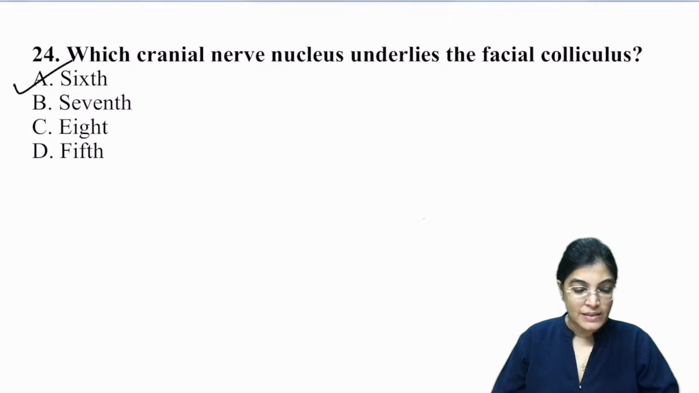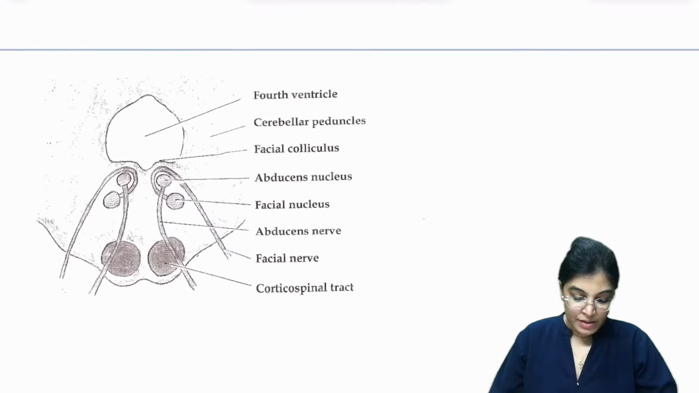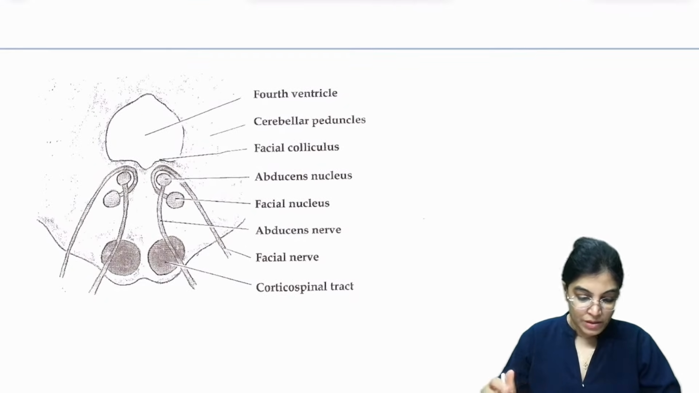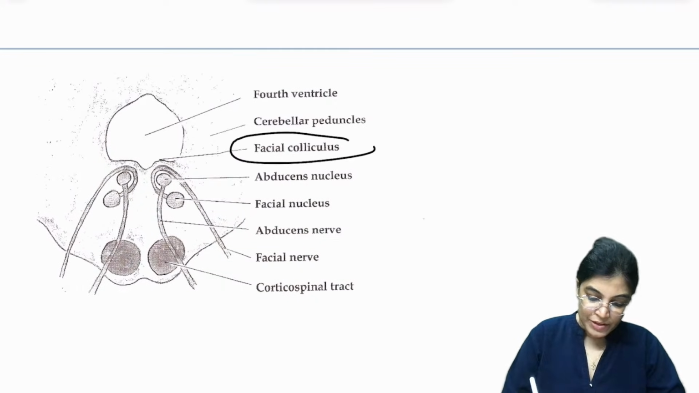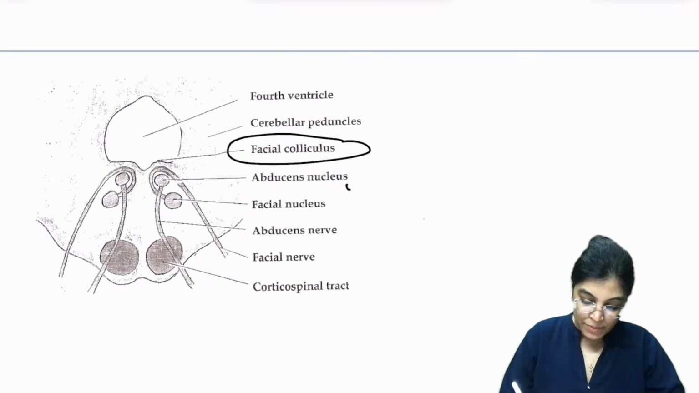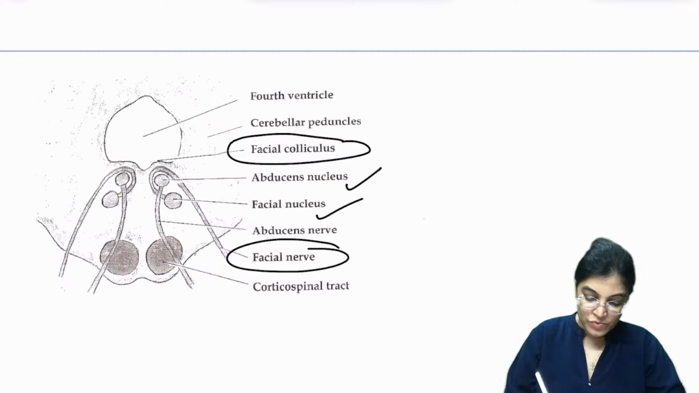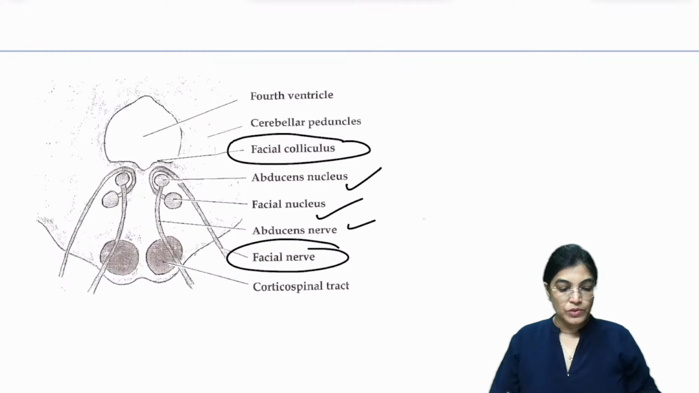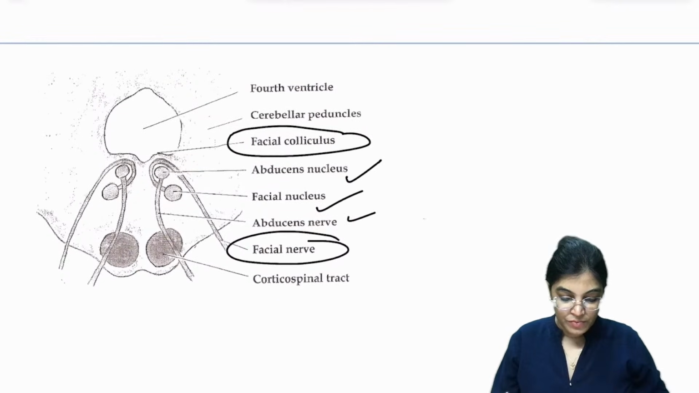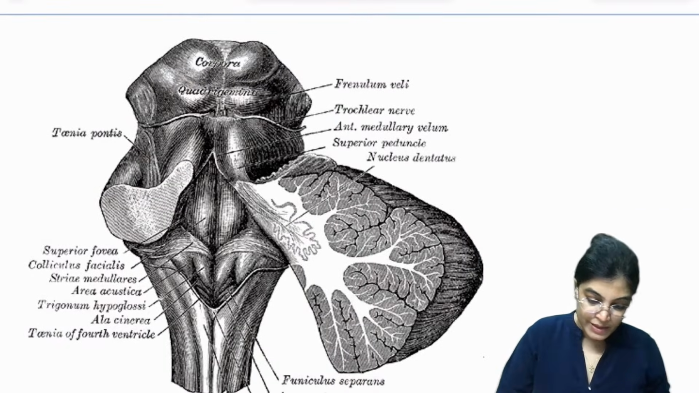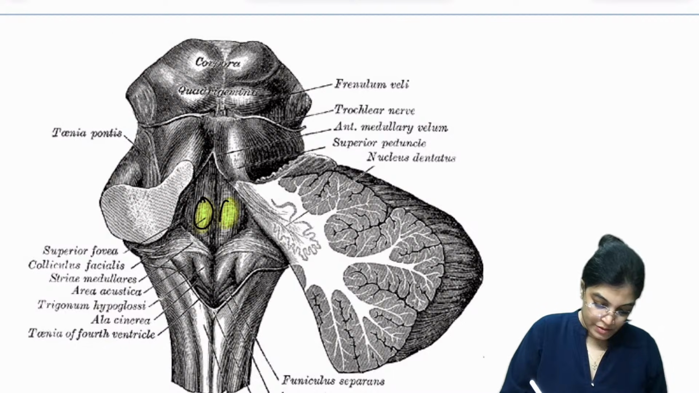Okay, so that is very, very important for you to know. Now, if I'm talking about this elevation, the facial colliculus, it is formed by the abducens nerve nucleus getting surrounded by the facial nerve. The facial nerve is winding around the abducens nerve nucleus. Here you can see this elevated area, which is the facial colliculus.